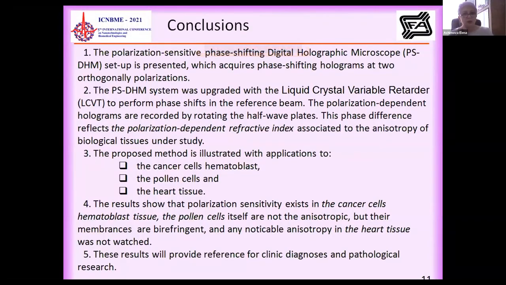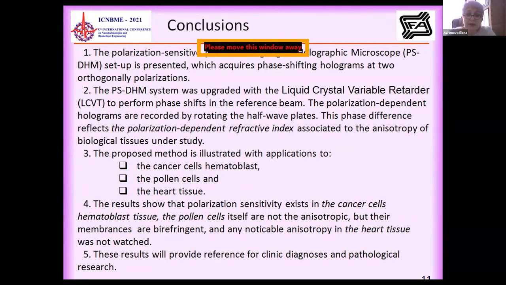And then the conclusion of our work: we presented a polarization sensitive phase shifting digital holographic microscope, which acquires phase shifting holograms at two orthogonal, vertical and horizontal, polarizations. This system was upgraded with a liquid crystal variable retarder to perform the phase shift in the reference beam. The polarization dependent holograms are recorded by rotating the half wave plate. And this difference reflects the polarization dependent refractive index associated with the anisotropy of the biological tissue under study.